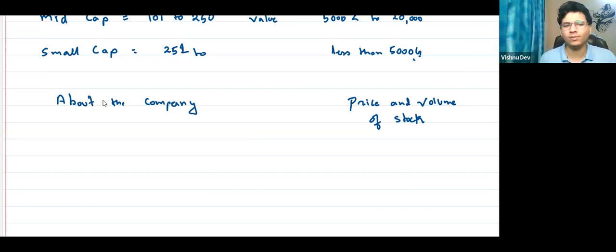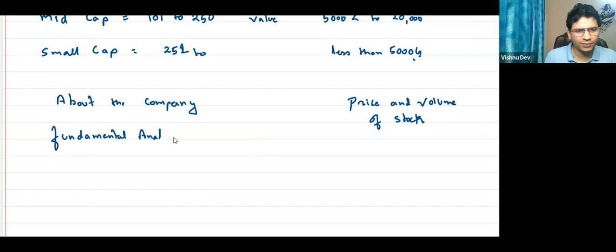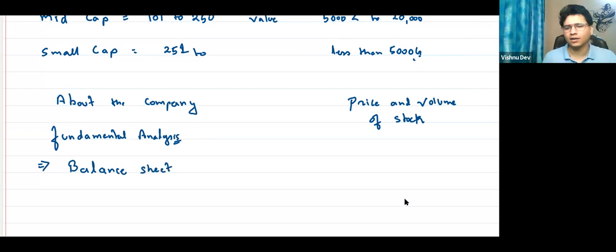Now, when you talk about the company, this we will study in fundamental analysis. What's the meaning of fundamental analysis? What will we be studying in this? It is again about the company. When we talk about the company, the first thing we come across is the balance sheet. What's the meaning of balance sheet? It means what is the profit, what is the revenue, what is the business model, and everything.